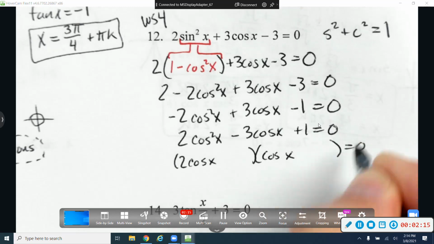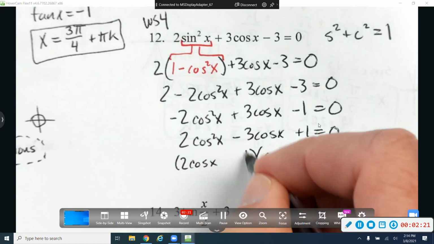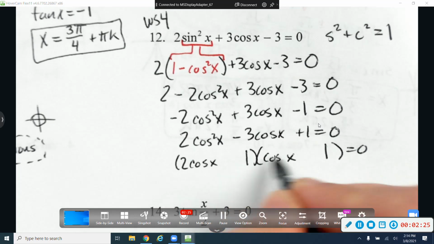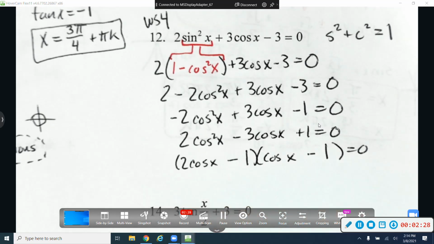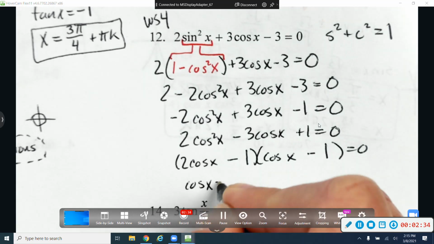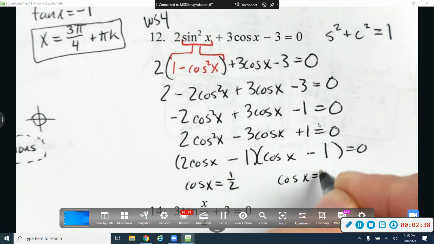So 2 cosine x and cosine x, that'll get me to 2 cosine squared. The only way I'm going to get 1 is 1 and 1. And looks like they both need to be negative. So cosine of x equals 1/2, and cosine of x equals 1.